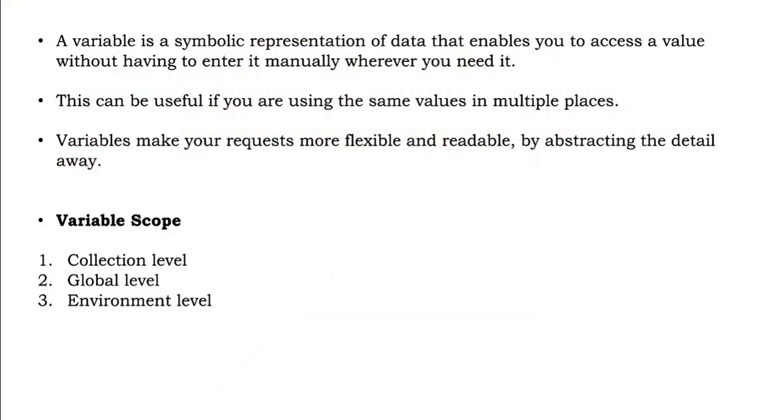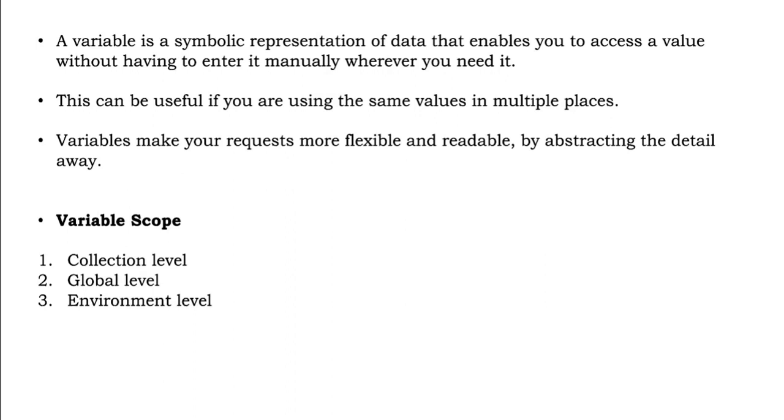A variable is a symbolic representation of data that enables you to access a value without having to enter it manually wherever you need it. Suppose in other languages, how do we define a variable? We define it at the top and then we can use it whenever we want. In the same way, here in Postman also we can make use of variables. This can be useful if you are using the same values in multiple places. If we define a variable at one place, we can use it multiple times. So for that reason, it is very useful.